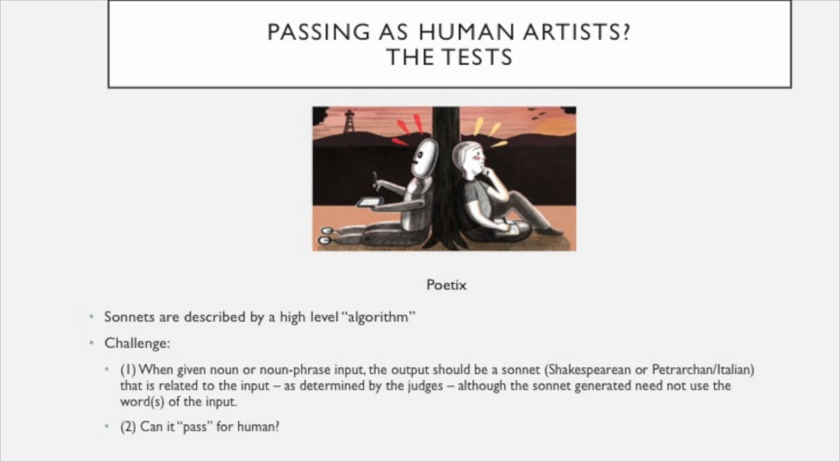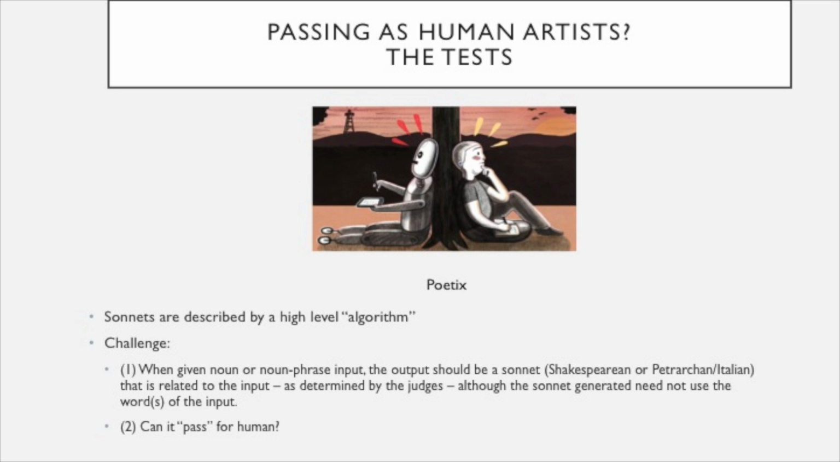So passing as human artists, and in particular passing as poetry, that's what I was interested in first. So we had this little challenge, which we called poetics. If you put an X at the end of something, it means it's digital these days. So I chose sonnets because, sort of coming back to the game summary thing, there is a sense in which sonnets are described by a high-level algorithm. In a Shakespearean sonnet, you have 3 quatrains, a rhyming couplet, a particular kind of rhyme scheme, but they've just been executed by humans for all these years. The humans have been executing the algorithm. So how might a computer do it? So that was the challenge.